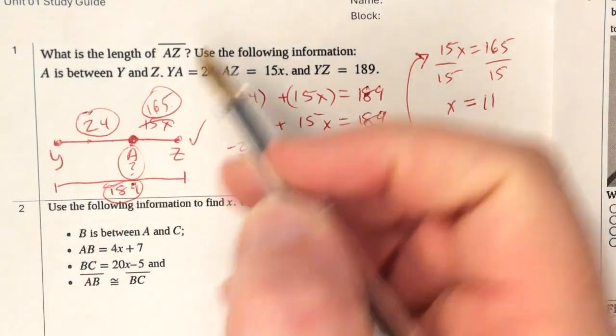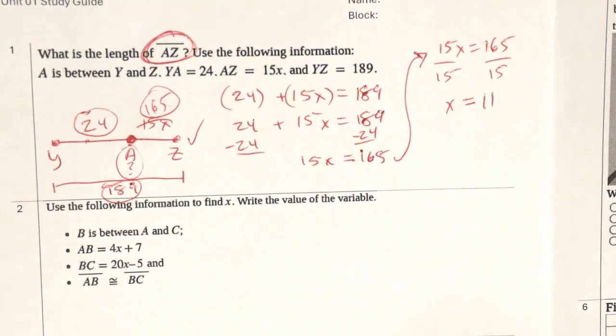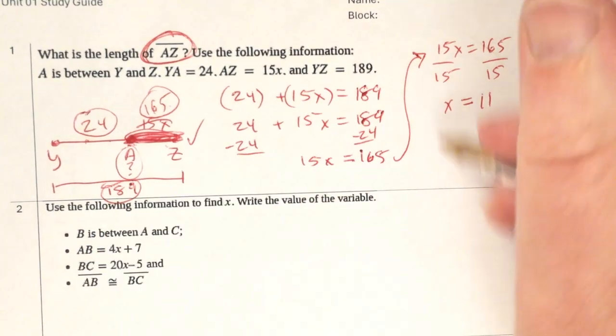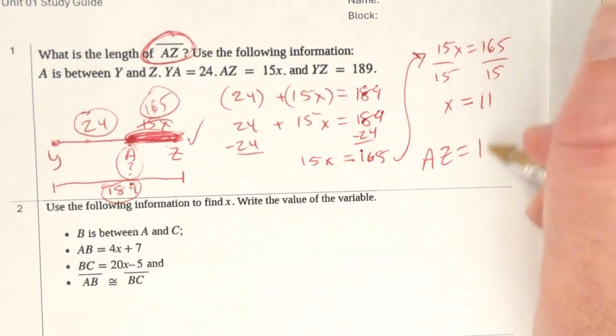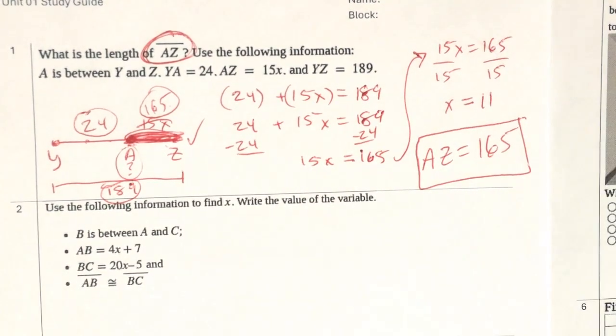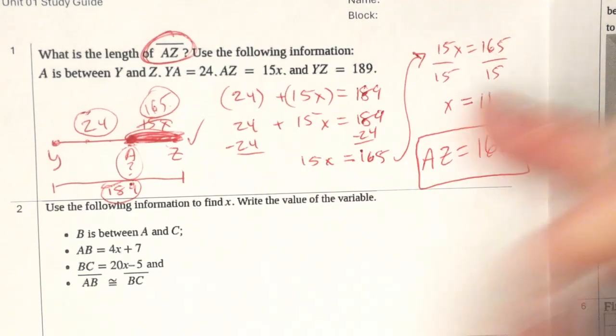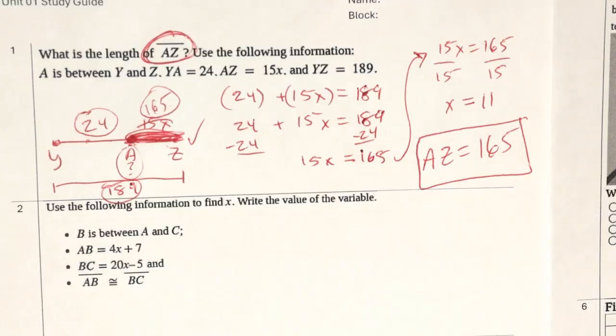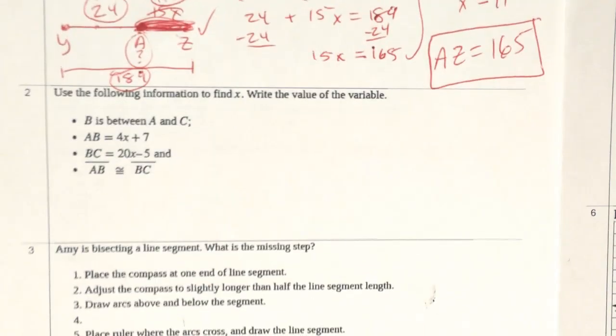What did they want? They wanted A to Z. A to Z was this distance, which was 165. So A to Z is 165. That is what they wanted. Not 11, not 189 or 24. They wanted the 165. Okay, number 2.